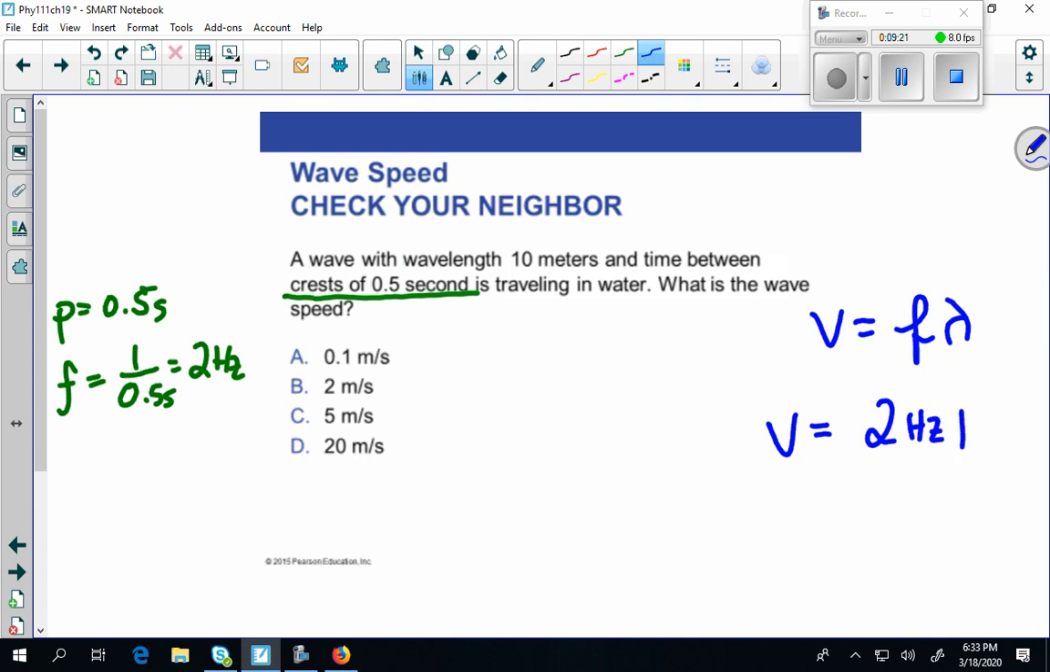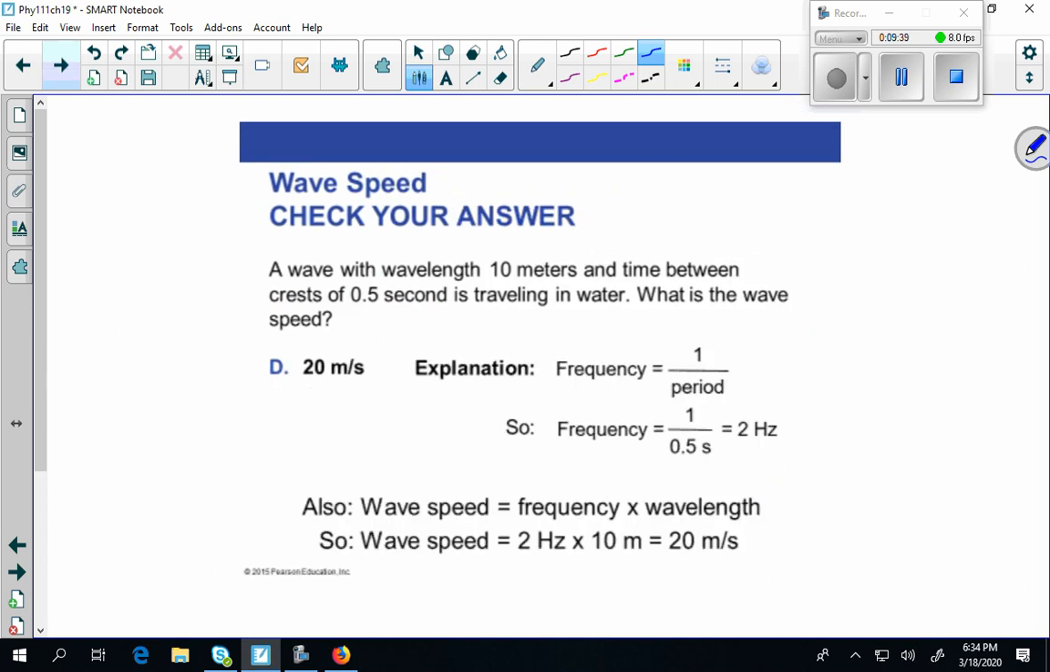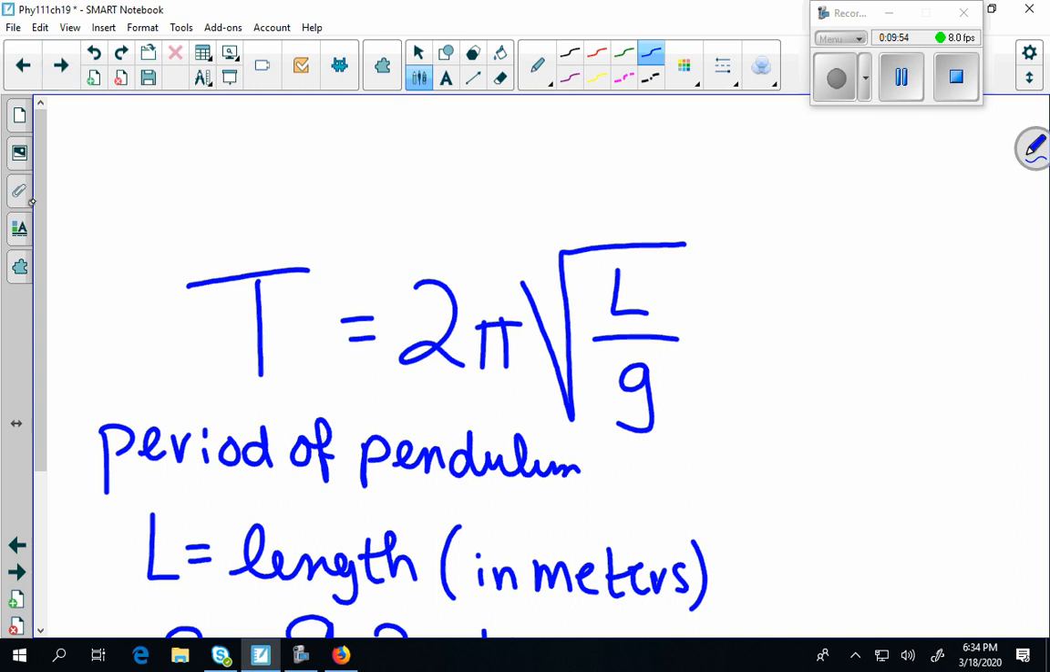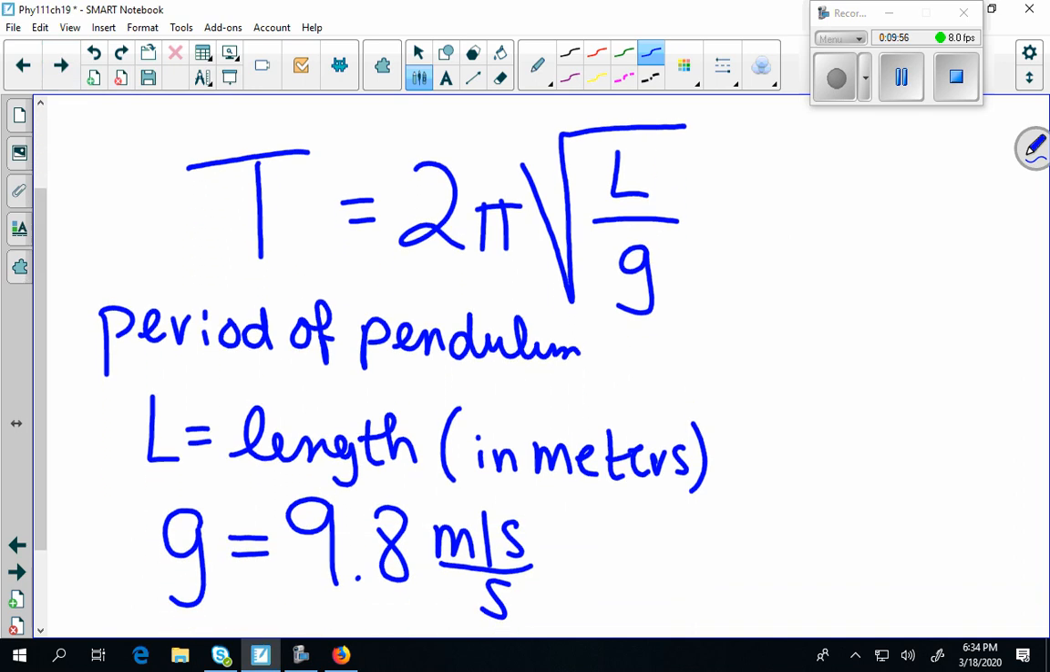All right, so now I can see the frequency is 2 hertz, or 2 cycles per second, and my wavelength is 10 meters. So my velocity is going to be 2 cycles per second times 10 meters, or 20 meters per second. Yay, there we go. It was a little trickier than maybe we thought, because it didn't just outright tell us the frequency, it told us the period, and from that we had to remember how to get the frequency.